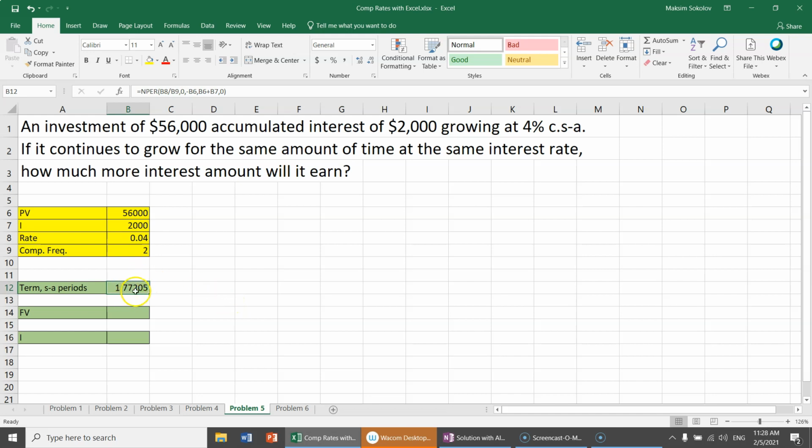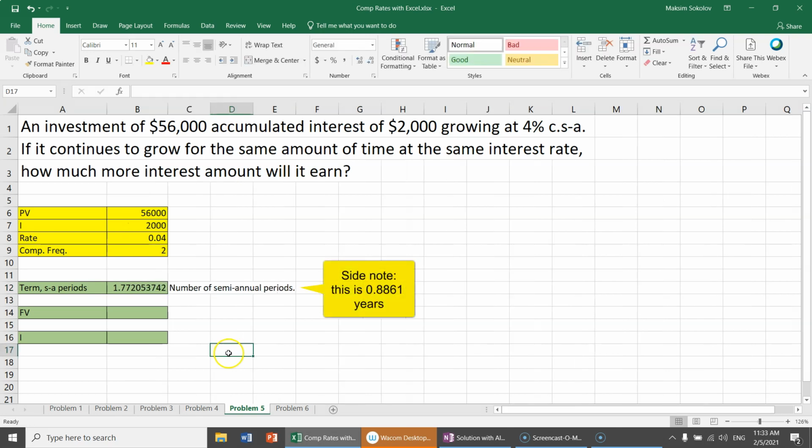Press enter, and we find the term, which is 1.77205. But what does that term mean? That's the number of semi-annual periods. Let's type here, number of semi-annual periods. Now let's proceed to finding the future value.